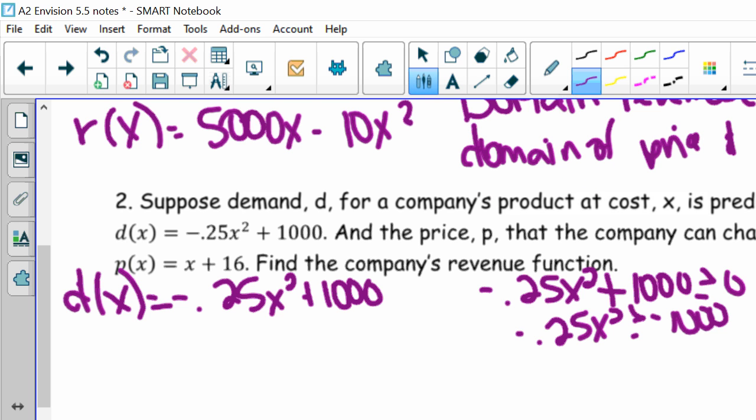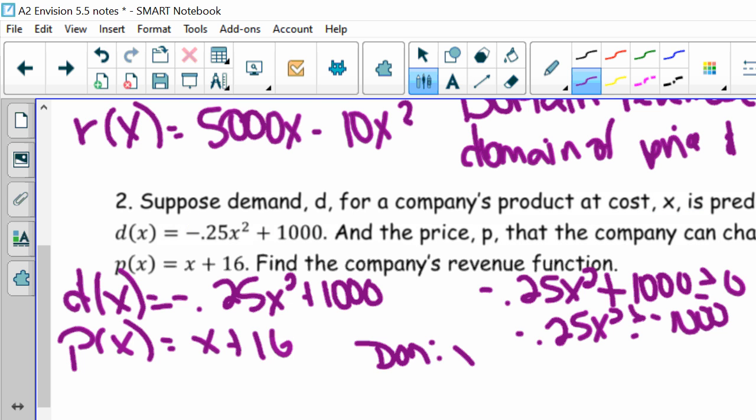Take the square root of both sides. I only want the positive numbers, so x has to be less than or equal to the square root of 4,000, which is not a nice whole number, so we're going to approximate that. That's about 63.25. So x has to be less than or equal to 63.25 for the demand. The price, P of X equals X plus 16, again, that's going to have to be bigger than 0. So my domain here, X would have to be greater than or equal to negative 16, because negative 16 plus 16 gets me 0.